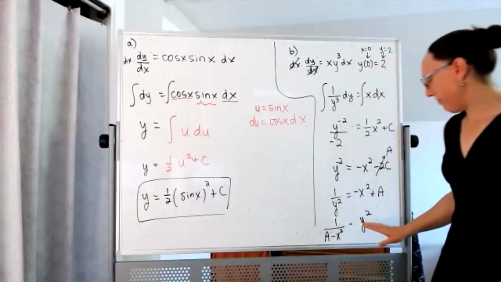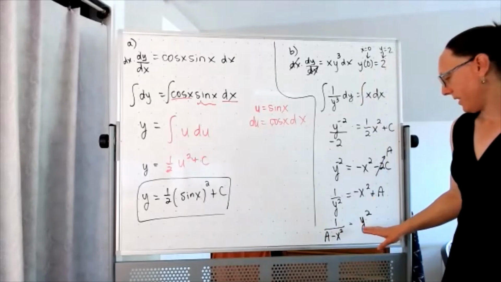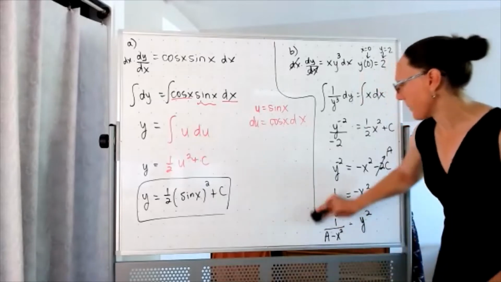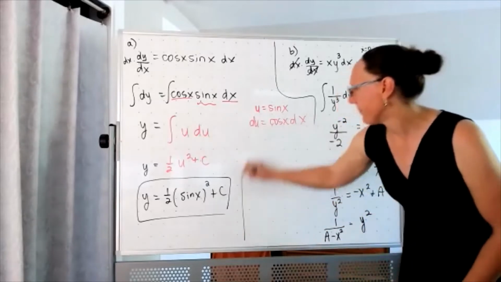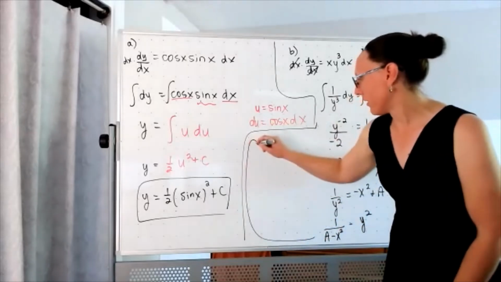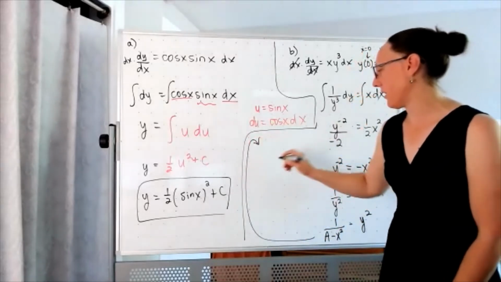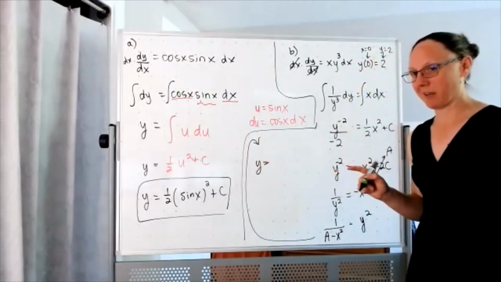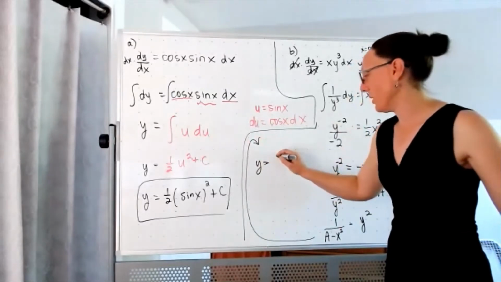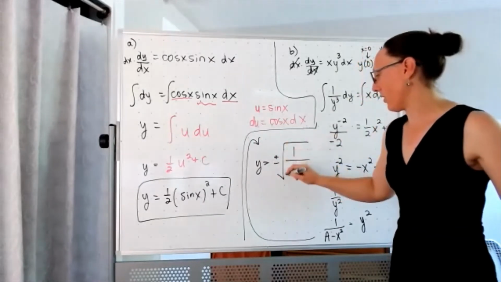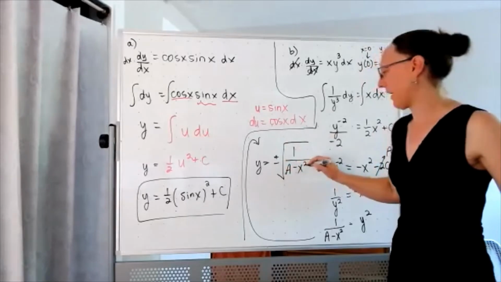Well, then I guess we'll take the square root to get the y by itself. I was just running out of space. So to get the y by itself, that's going to look like y is equal to, and I'm going to do something weird for a second, y is equal to plus or minus the square root of 1 over a minus x squared.